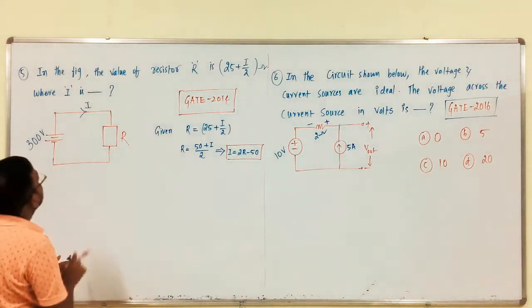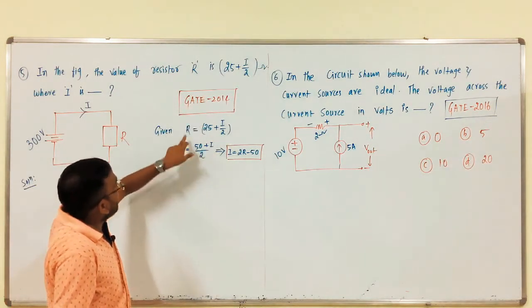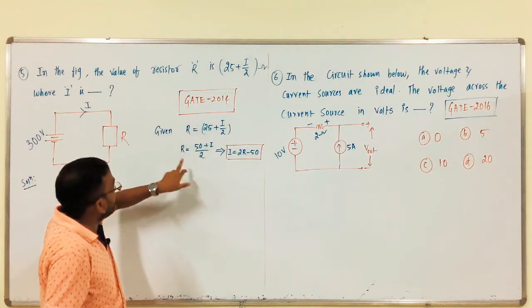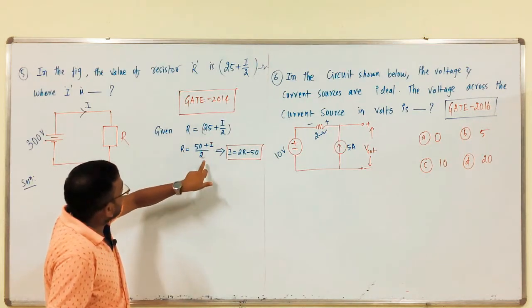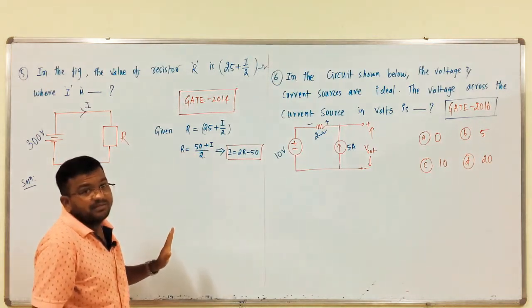Okay. So, this is the current from given data. R is given as 25 plus I by 2. From this R equals to 50 plus I by 2. From this I is equals to 2R minus 50, that is it.